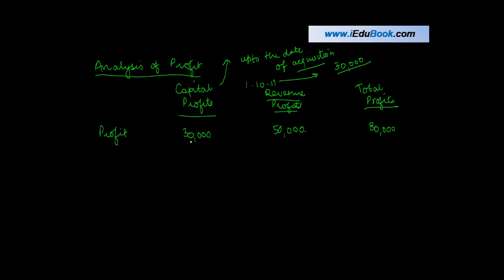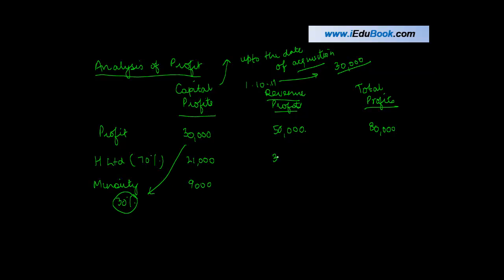Now out of these profits, there are two people who are participating. One is H Limited, which holds 70% of the company, and the other is the minority, which owns 30% of the company, right? Now since I own 70%, so obviously out of the total profits, 70% belongs to me. So 30,000 into 70% gives you 21,000, and this will give you 30% into 30%, 9,000.